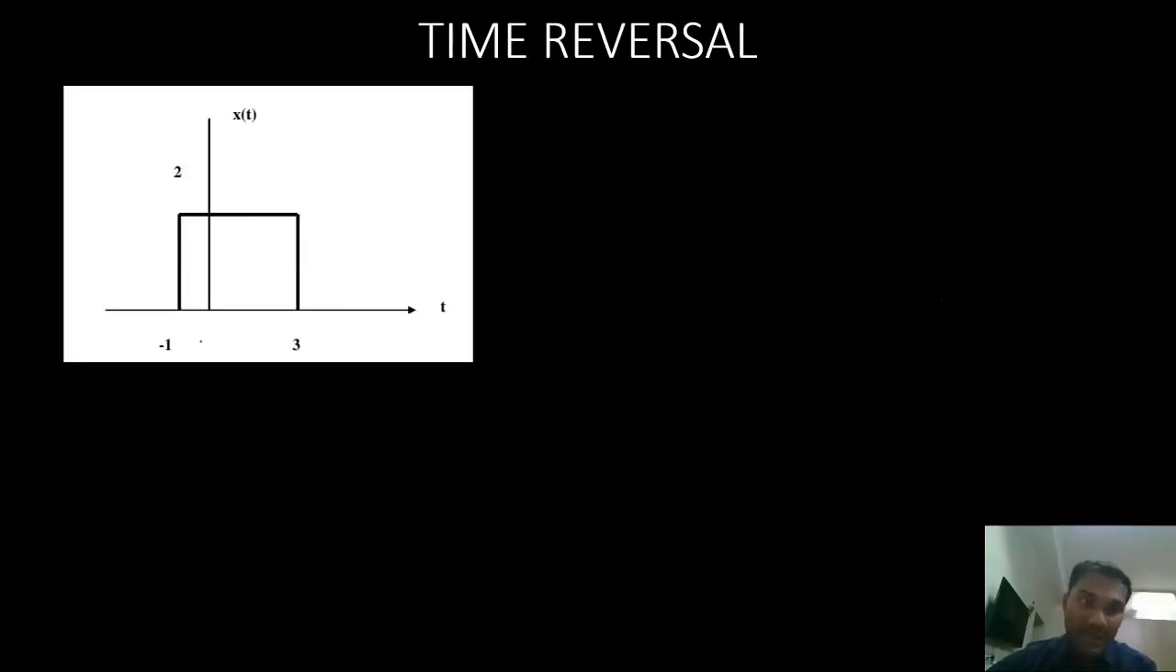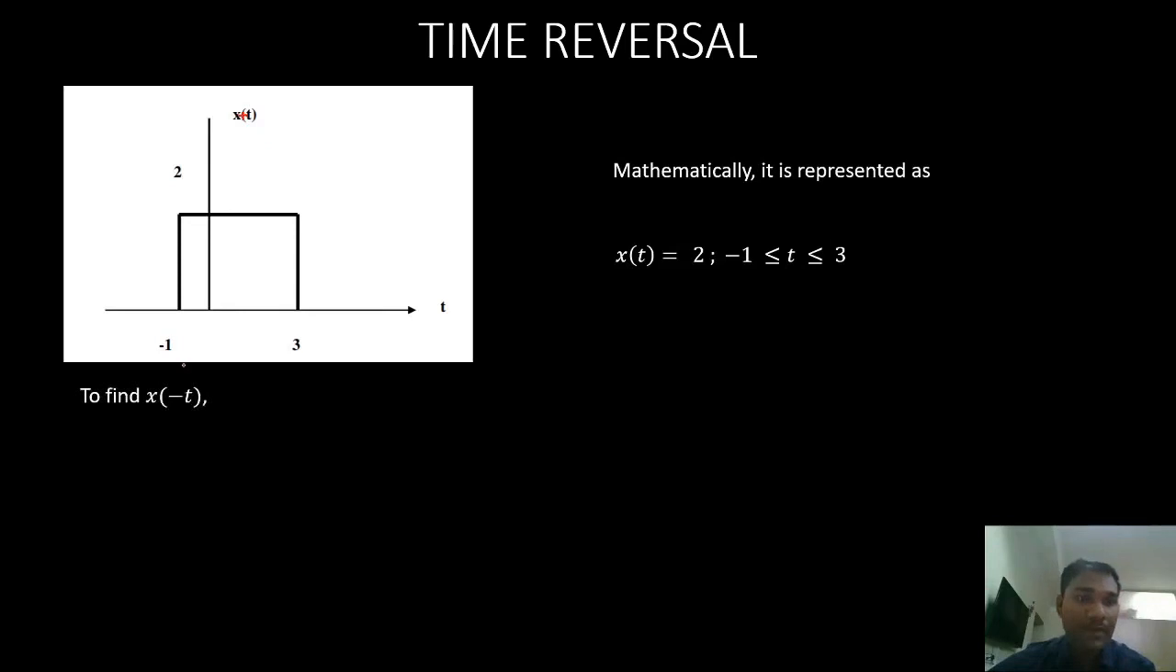The next one is time reversal. So again, let us take the original signal x of t. We already know how it is defined. It is defined as 2, 4, minus 1, less than t, less than 3. Now, time reversal means I have to reverse the sign of this time. Here it is plus, so I'll make it minus. So, to find x of minus t, what should I do? I should replace t with minus t.